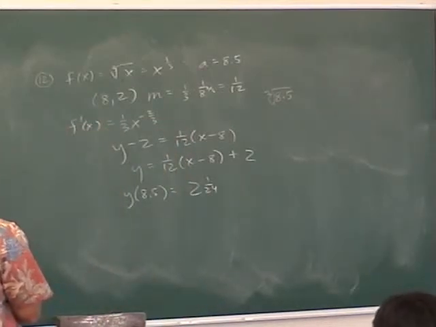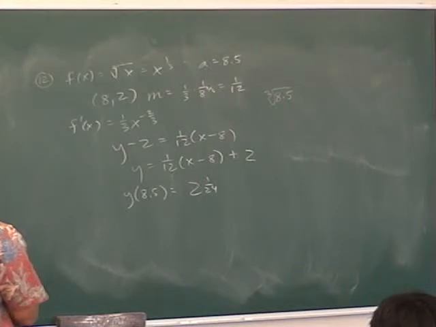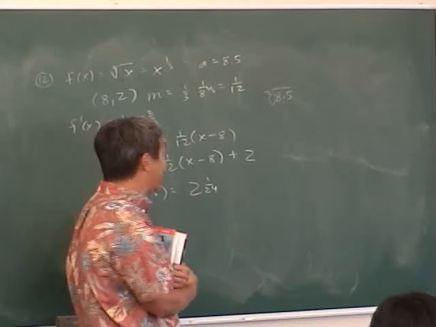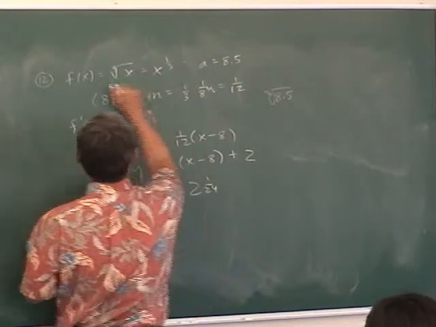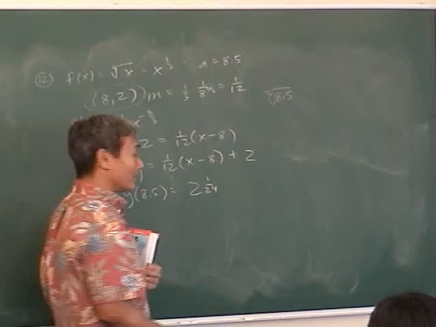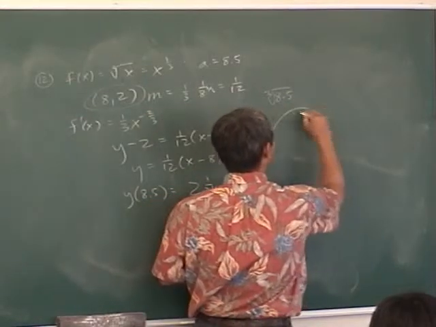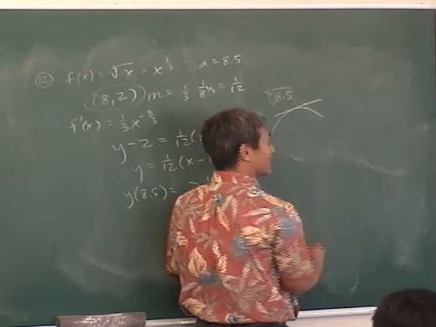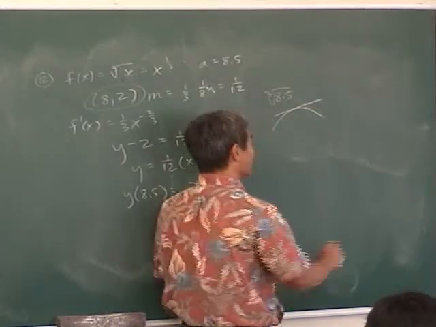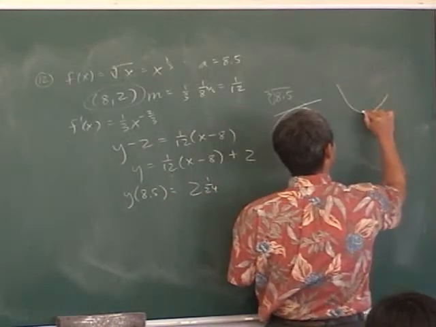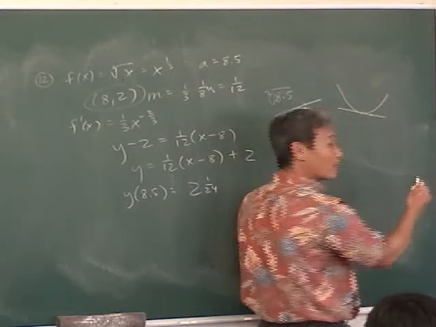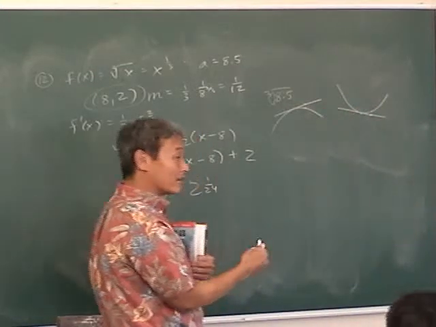Were you guys here yesterday? How do you determine if it's an overestimate or an underestimate? You need to know the concavity of the graph at this point. If the graph is concave down, then when you draw the tangent line, isn't the point on the line above the point on the curve? So it's an overestimate. But if the graph is concave up, when you draw the tangent line, the point on the line will be below the point on the curve, so you're going to have an underestimate.